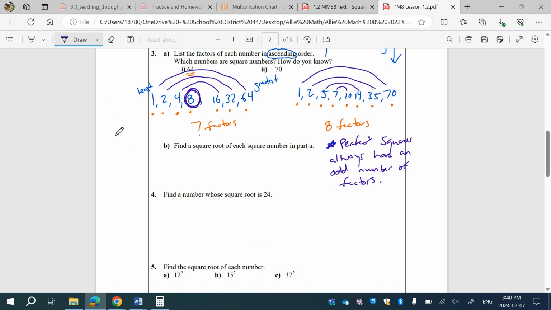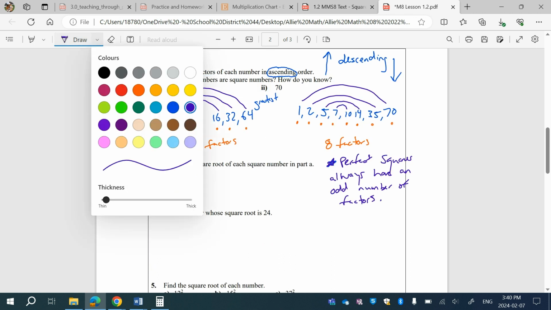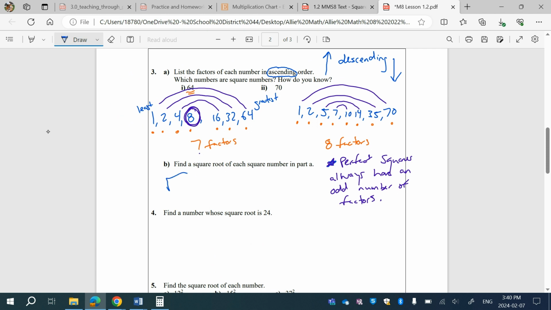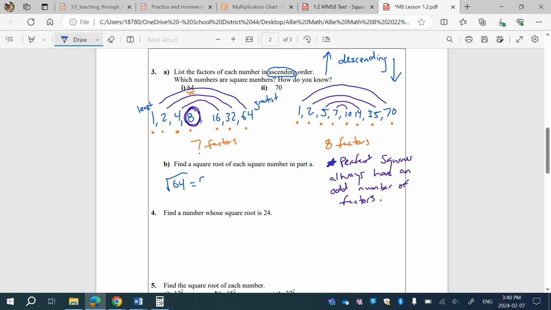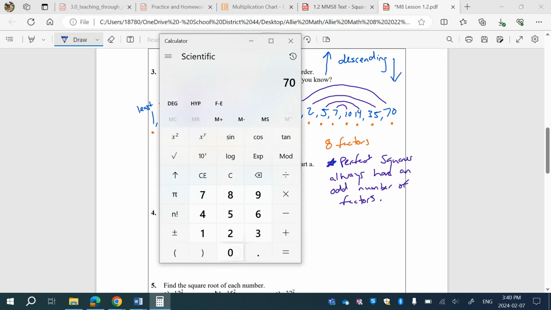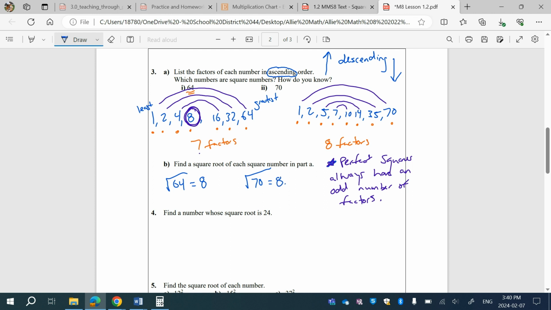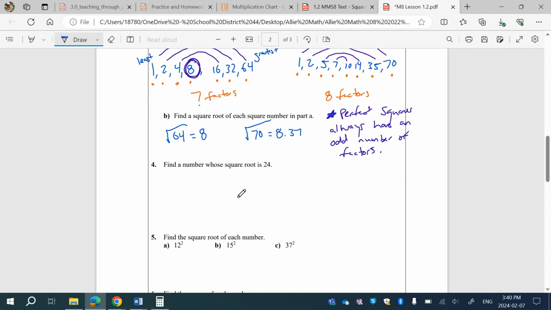Now it wants us to find a square root of each number in part A. So we can do a square root of 64. Let's do it in our calculator. 64, hit the square root button. That's 8. And the next one, since it's not a perfect square, we're going to end up with a decimal. We're not going to end up with a whole number. So let's go 70, square root button. Okay, 8.3666. Let's do 8.37. Okay, so not a perfect square, does not have a whole number square root.